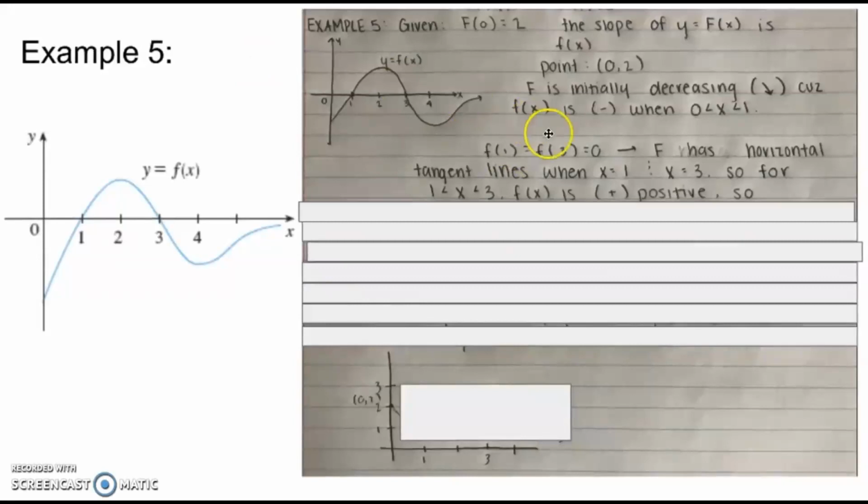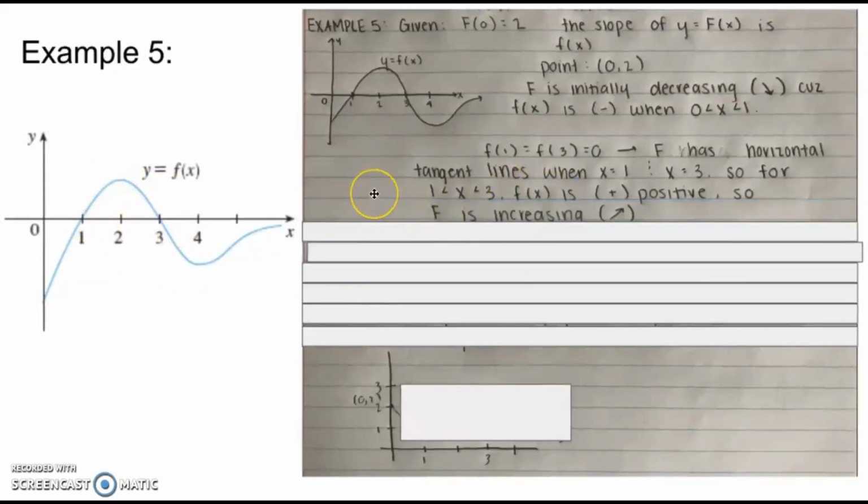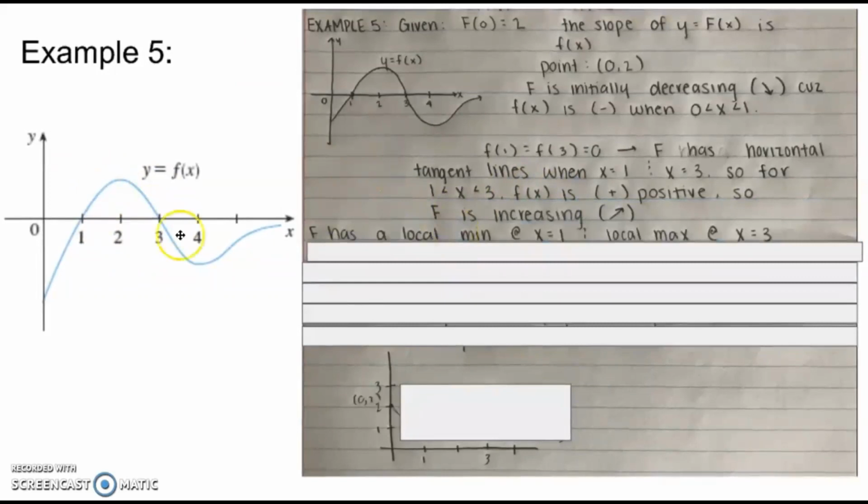Now, for x from 1 to 3, f of x is positive, as we can see on the graph, which means that capital F is increasing. We also see that F has a local minimum at x equals 1 and a local maximum at x equals 3.